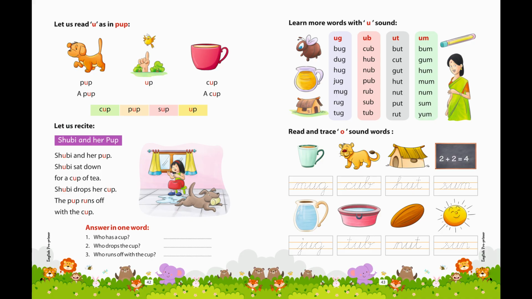Let's learn the short vowel sound U, like in the word pup. Say after me. Pup, a pup, up, up, cup, a cup. Repeat after me. Cup, pup, sup, up. Great work. Let us recite Shubi and her pup.